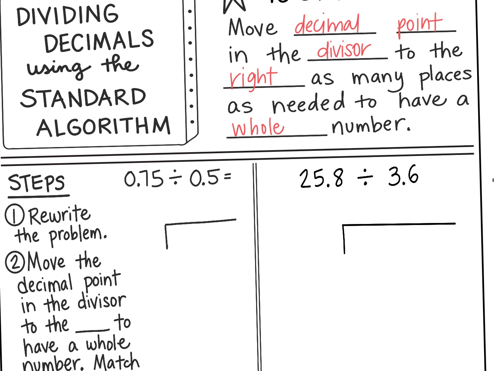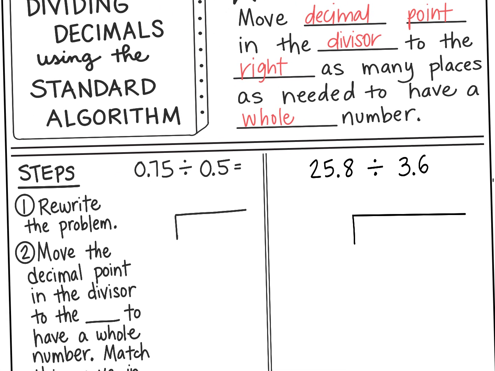Okay, my steps are off to the side. We have 2 problems that we're going to work together. The first one is 75 hundredths divided by 5 tenths. Which one goes inside the house? 7,500. Yes, okay, so I'm going to set this up 0.75, and I'm dividing it by 0.5.